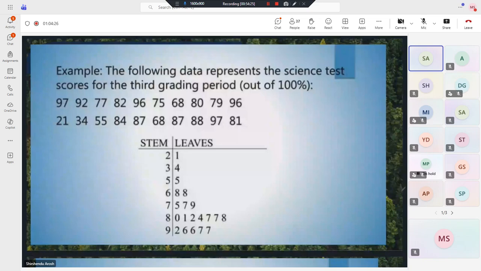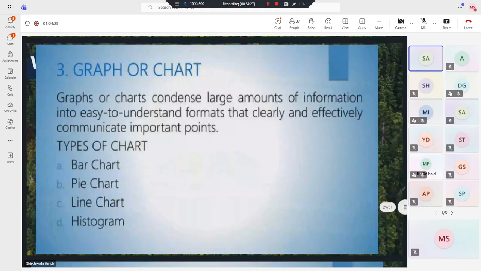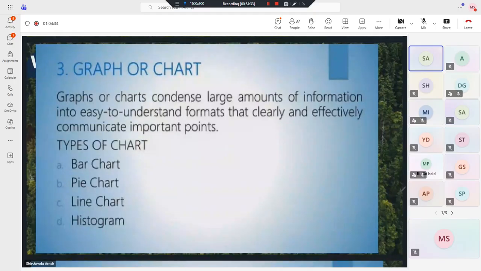Finally, graphs and charts are again quite popular. These come under the data visualization part. Typically you have a bar chart, pie chart, line chart, histogram. There are ample numbers of charts. These are quite basic. If you are using Excel sheets, you have generally done these things a number of times.